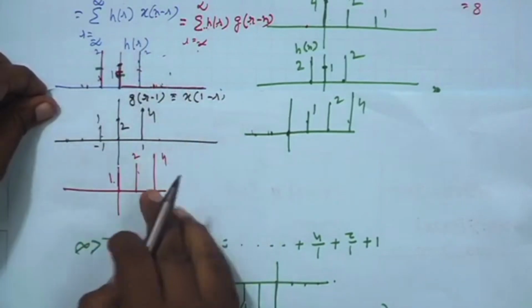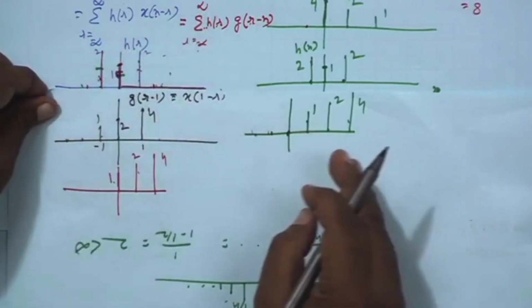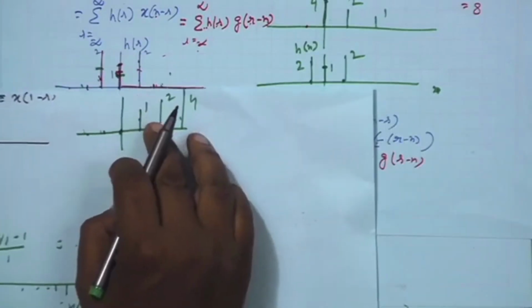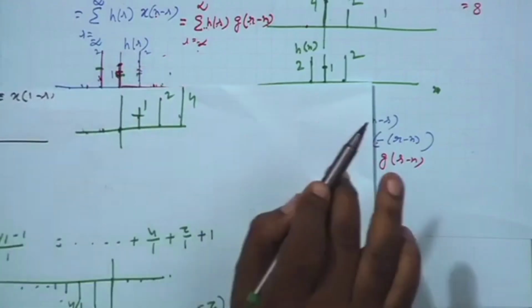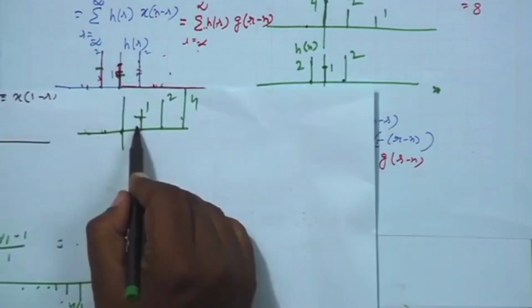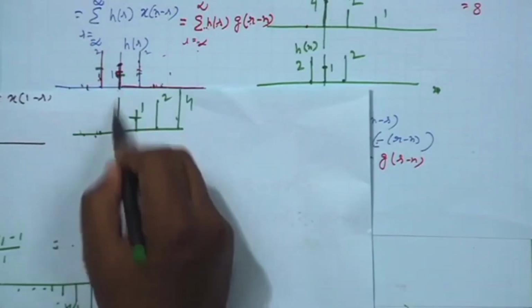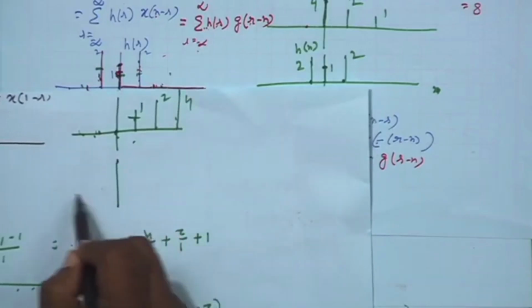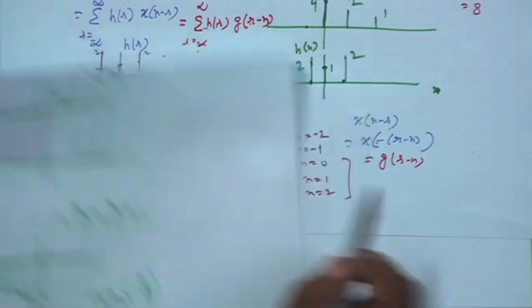If I shift further, 4 goes out, only 1 and 2 are overlapping with this. If I shift further, only 1 comes below this, so overlapping only here, and otherwise no overlap. If I shift further, 1 will also go out. So there will be no overlap. They will be multiplied by 0 from here, these will be multiplied by 0. That is, if we have 1 moving further, that is for next n.